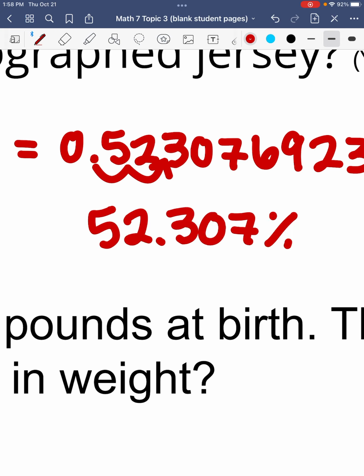So 52.307%. Now, our problem told us to round to the 100th place value, but I wrote it out to the 1,000th place value. Well, here's why. I need to look at that 7 to determine if I need to round anything. And because that is a 7, what do you think I want to do with this 0 right here? Well, I want to round it up.